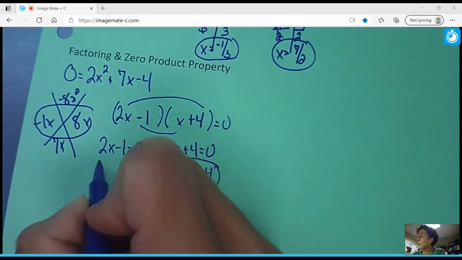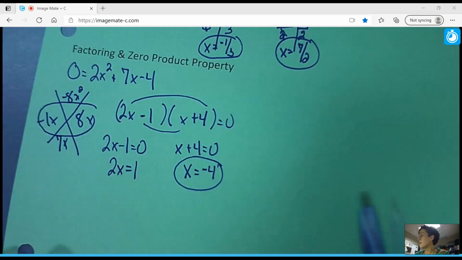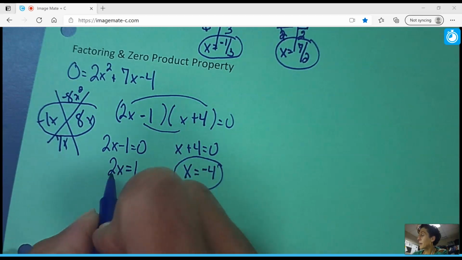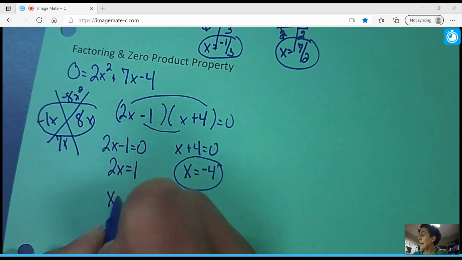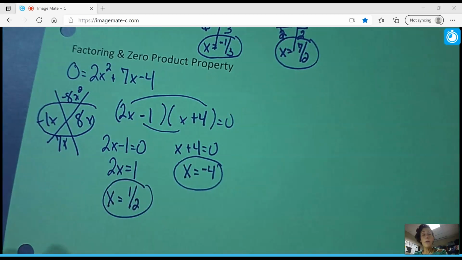And then in this problem, to get x alone, first I would add 1. So this is what I meant. I'm not going to show all those little steps. And now to solve for x, I'm going to divide by 2 here, which leaves it as x. And when I divide by 2, it becomes 1 divided by 2. So those are those two answers.